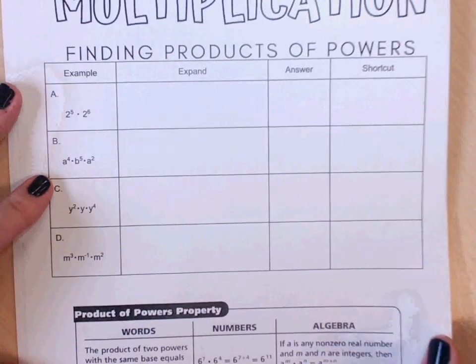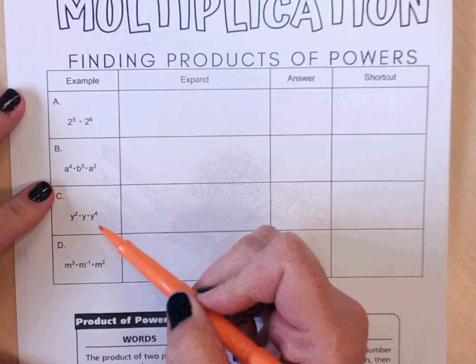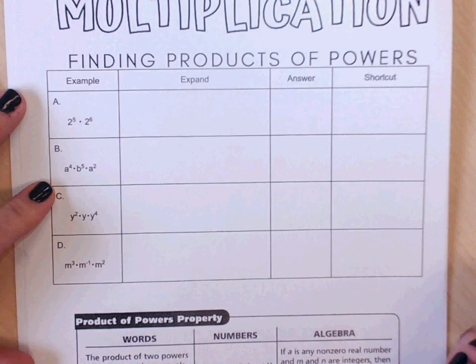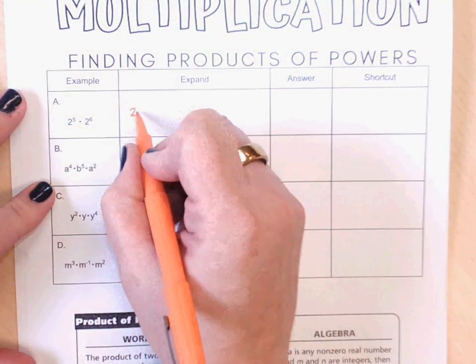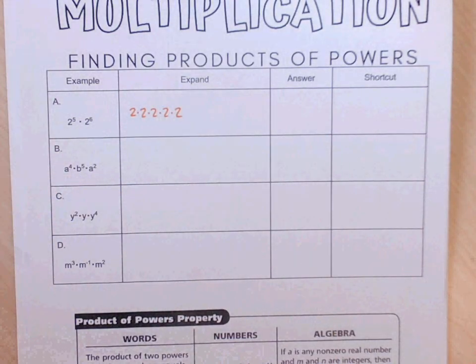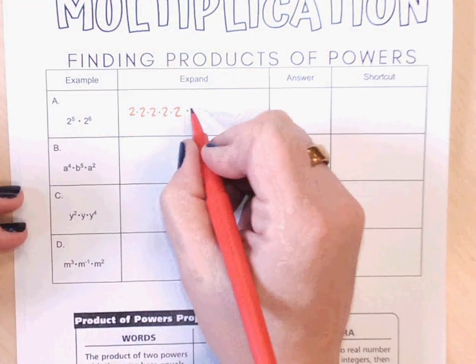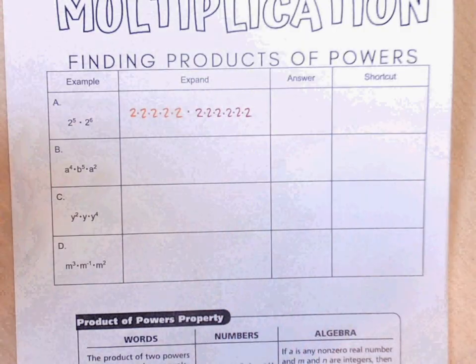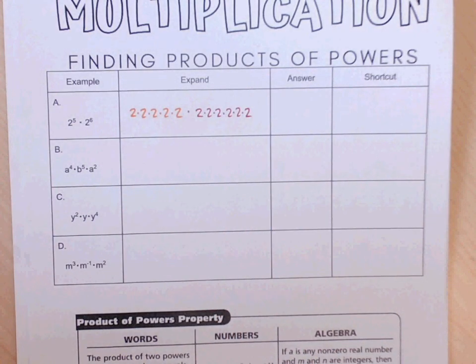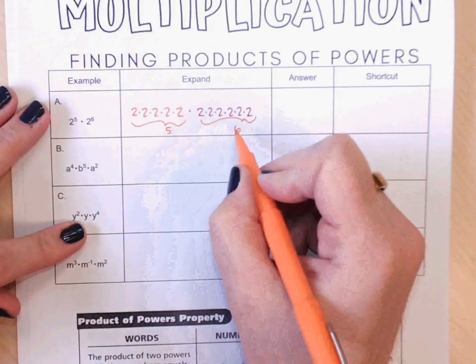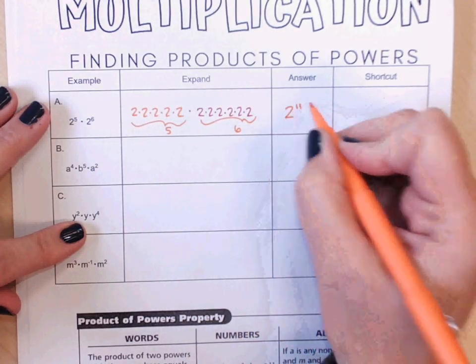But the main idea is that we need to understand how these things expand in order to be able to figure out what the answer is or to be able to utilize the shortcut. So for example, 2 to the 5th power, we really know is 2 times 2 times 2 times 2 times 2, because exponents are repeated multiplication, times 2 to the 6th power, 2 times 2 times 2 times 2 times 2 times 2. Now, I can rewrite this as, well, how many do I have altogether? Here I have 5, here I have 6, so altogether I have a total of 11 2's getting multiplied together.